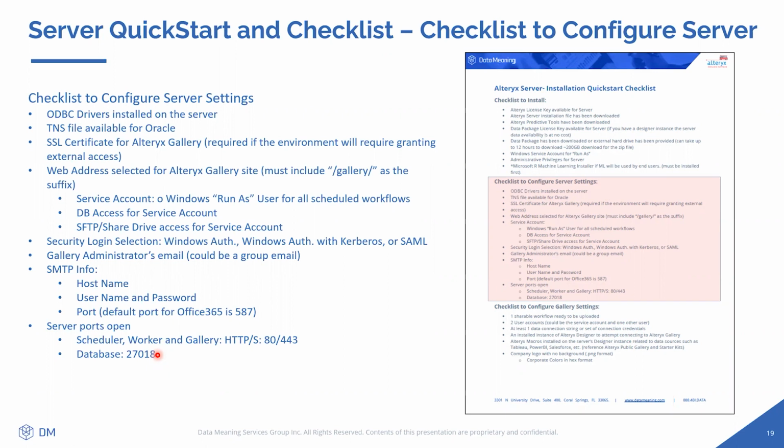You need to figure out who's going to be the gallery administrator. Usually it is the one that is installing the server, the first admin, right? Then you can add more after, when you access the gallery. You need SMTP info because the server will send out email notifications, right? So you're going to need some SMTP info to fill in on the system settings as well.